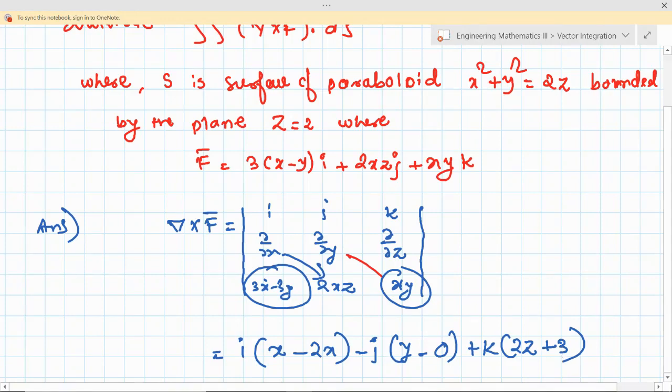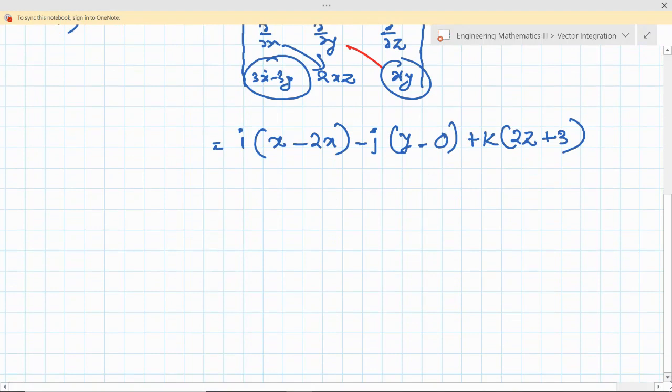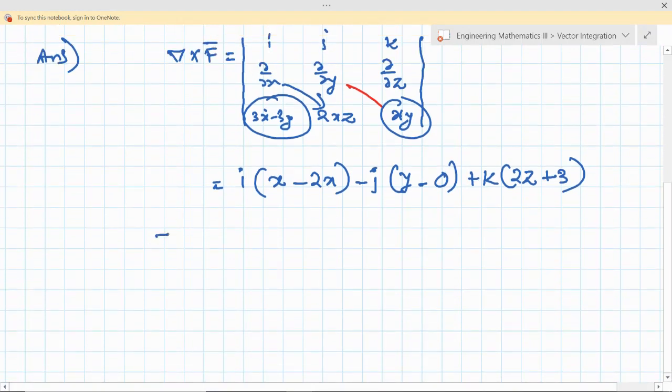So what is my del cross F bar here? Therefore del cross F bar is equal to minus x i, because x minus 2x is minus x, minus y j plus 2z plus 1 into k. Okay, so this is my del cross F bar.